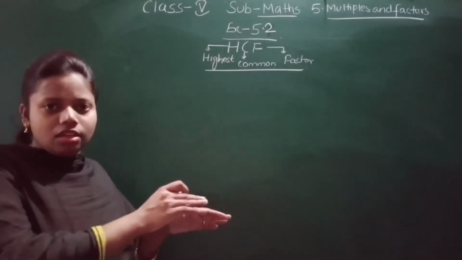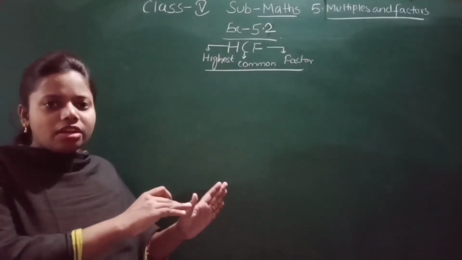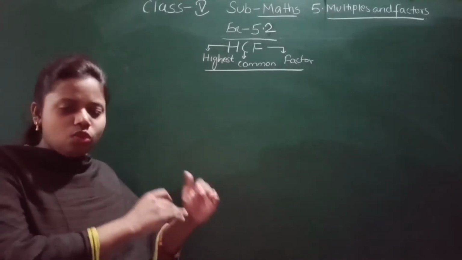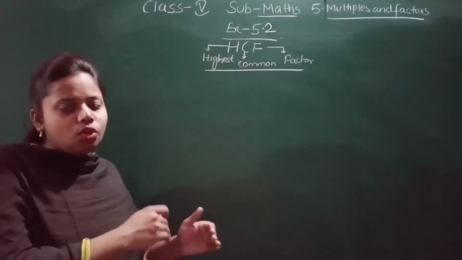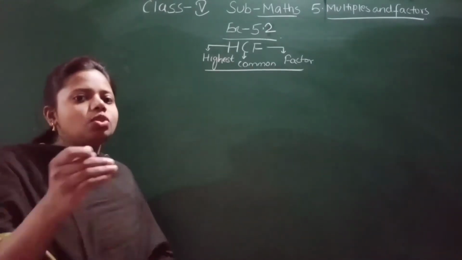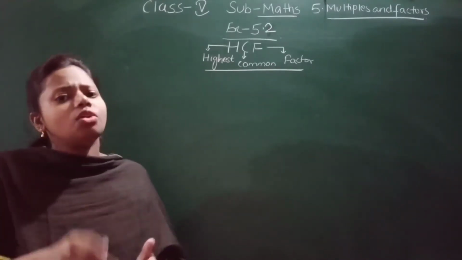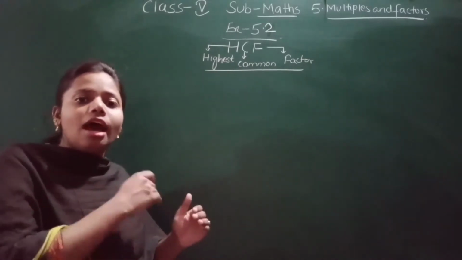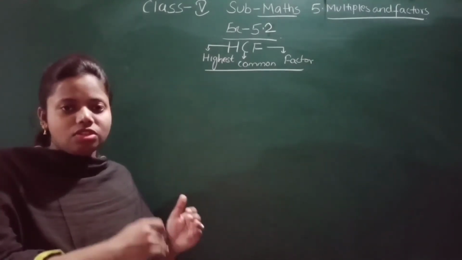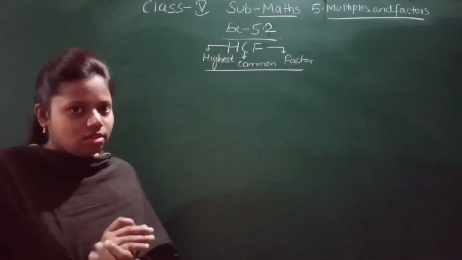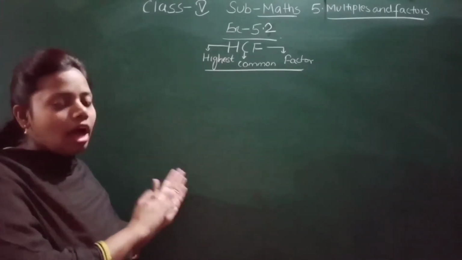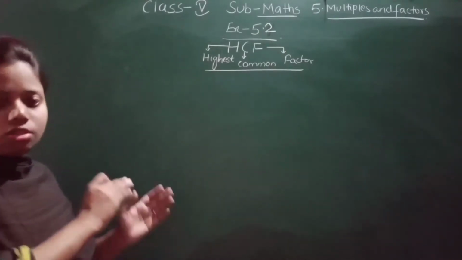Highest common factor means they will give us two numbers. We have to find all the factors if we are doing it by the common factor method, and find which one is the highest. We have to find the highest common factor, which is common in both. That factor should be common in both and it should be the highest. That is why HCF means highest common factor. So now let us do it by the method.